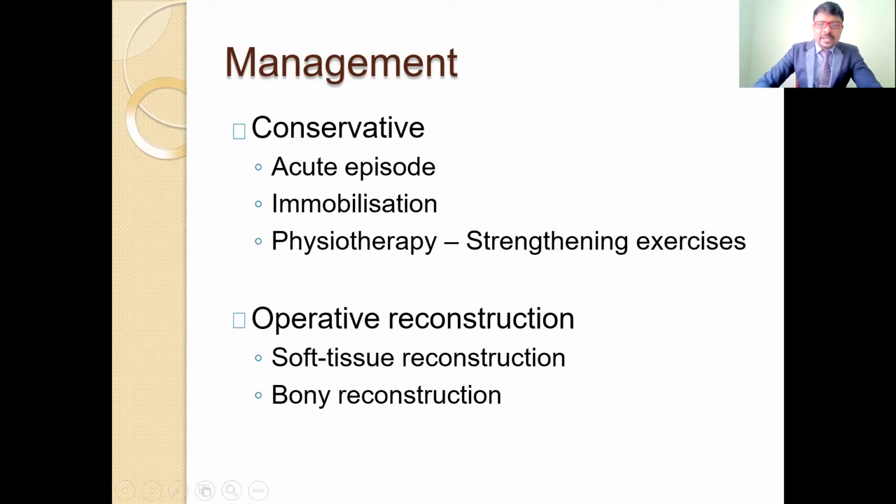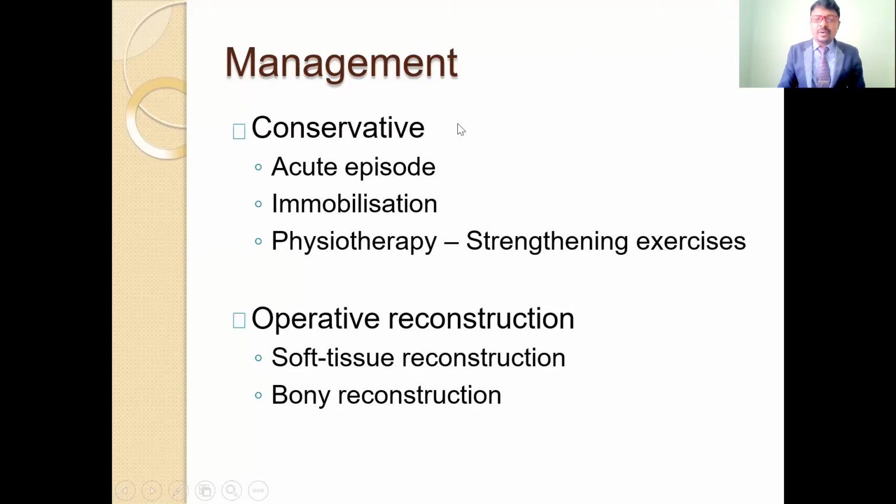So what is the management for recurrent dislocations? In the case of conservative management, in acute episodes we give immobilization with sling and taping applications, and especially physiotherapy. For those prone to recurrent dislocations, we do physiotherapy with strengthening exercises, especially of the rotator cuff muscles: supraspinatus, infraspinatus, teres minor, and the subscapularis. These muscles have to be strengthened. Along with the muscles surrounding the shoulder, scapular and shoulder muscles, if we strengthen them properly, we can prevent recurrent shoulder dislocations.